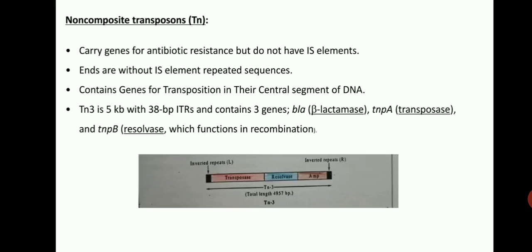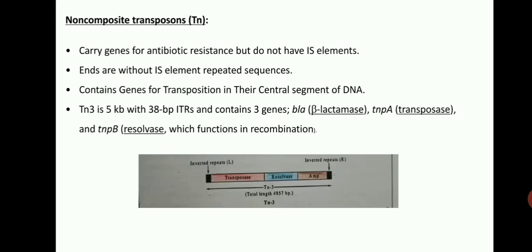They contain genes for transposition in their central segment of DNA. Let's see an example: Tn3 is an example of a non-composite transposon. It is 5 kilobase pairs with 38 base pair inverted terminal repeats and contains 3 genes: bla for beta-lactamase, which encodes ampicillin resistance, then tnpA for transposase and tnpR for resolvase, which functions in recombination. Here in this figure you can see the structure of this Tn3 non-composite transposon.